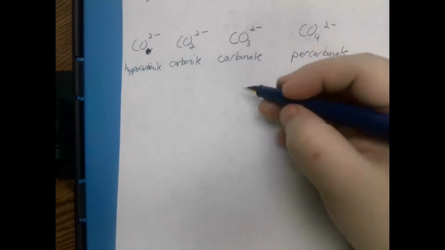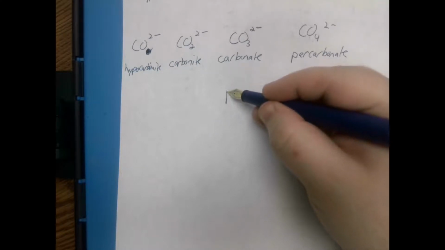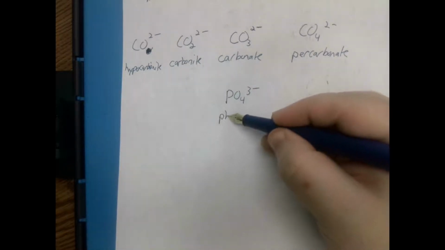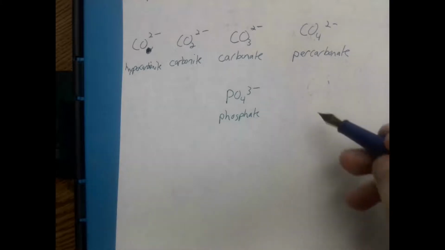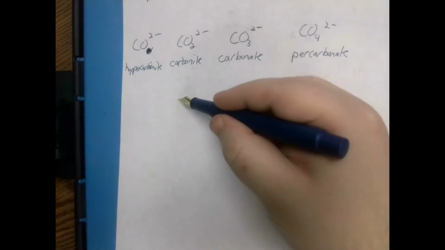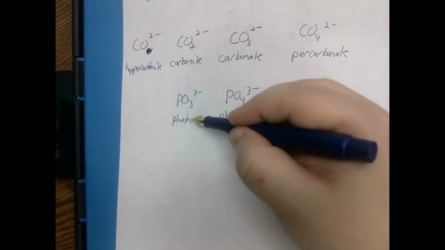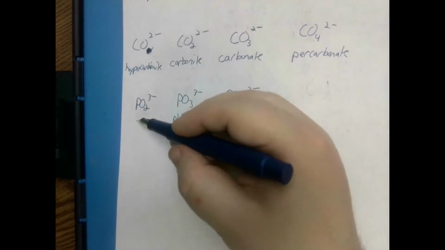So, another example. The most common form of phosphorus and oxygen is PO4 3 negative. So that would be called phosphate. Let's see if I can find all the forms of it. There usually isn't a per on it, so when I do PO3 3 negative, that'd be phosphite. And PO2 3 negative would be hypophosphite.